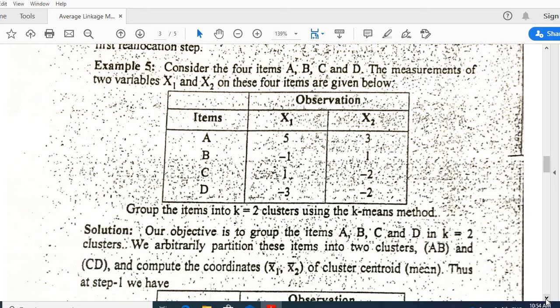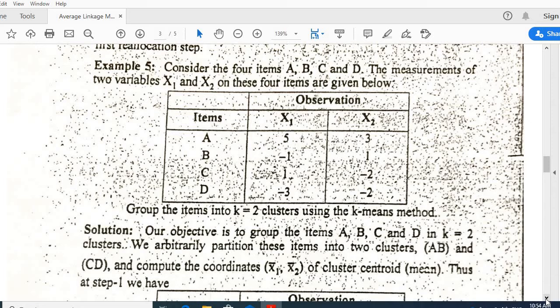For item A, the observation x1 is equal to 5. It may be any variable on item A which has measurement 5. Similarly, on item A, the measurement x2, that may be height or weight, is equal to 3. Similarly, the measurements of B, C and D on variables x1 and x2 are given here. Now we have to group the items into k equal to 2 clusters using the k-means method. Our object is to group the items A, B, C, D in k equal to 2 clusters.